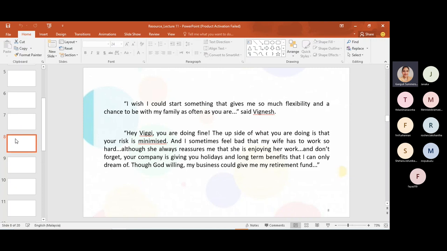Karim tells Vignesh that your company is giving you holidays and long-term benefits, but I don't have any of those, because he is running a business which does not have holidays. Though God willing, my business could give me my retirement fund. So Karim believes that his business will give him his retirement fund.